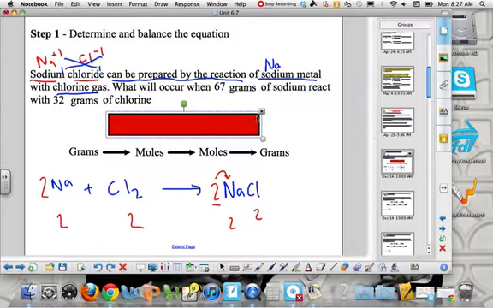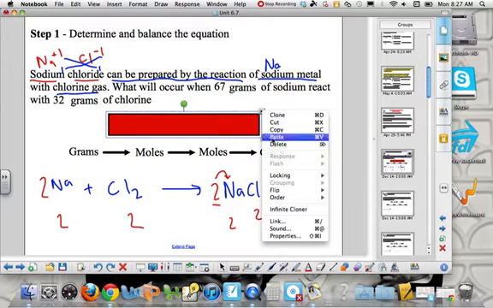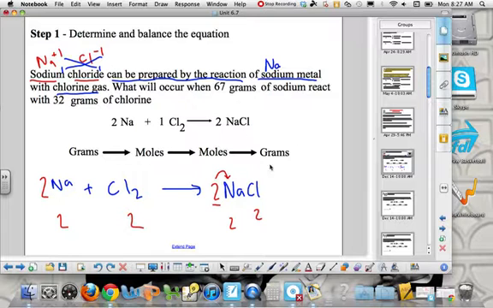And let's just take a look at this right here to clean it up. There we go. So hopefully that helped you out. Let's proceed to the next step.